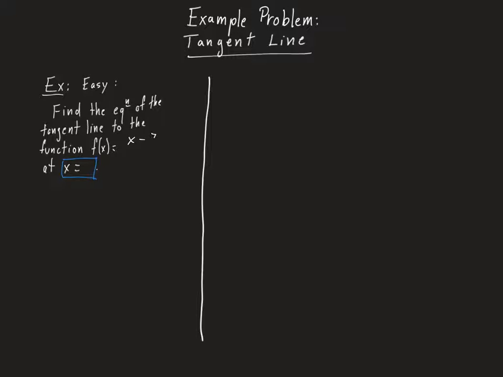Let's do x minus 7 divided by 3x plus 2. So let this be the function that we're working with. And just to make our life perhaps a little bit easier, let's have this be at x equals 0. Oh, it should also be noted that this is no longer the easier problem. This is now the harder problem.